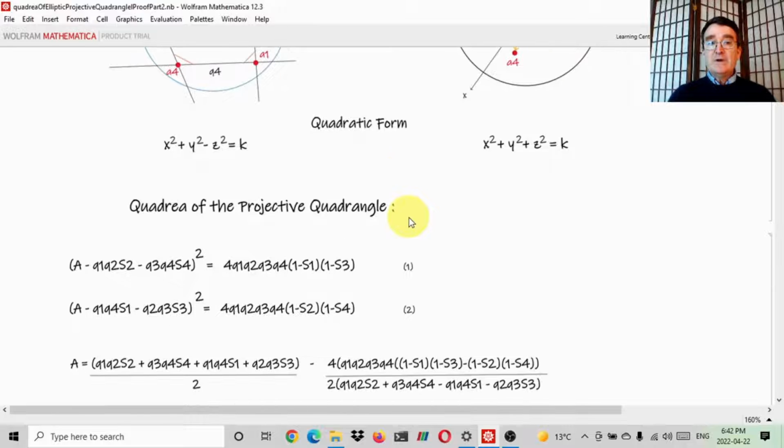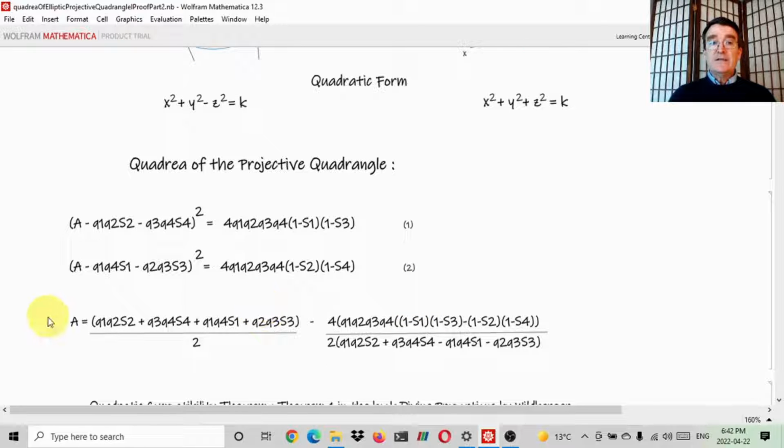Last time we showed that the quadria of the projective quadrangle is given by these two quadratic equations that are compatible, and we proved that these two quadratic equations are compatible by the quadratic compatibility theorem. And they have a common solution given by this expression. So these are two quadratic equations in A, and they have a common solution given by this.